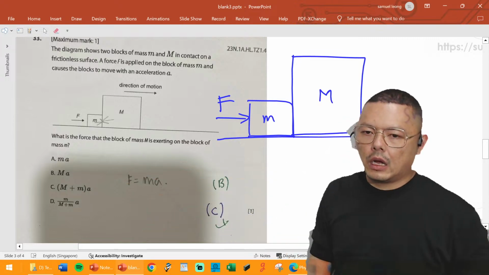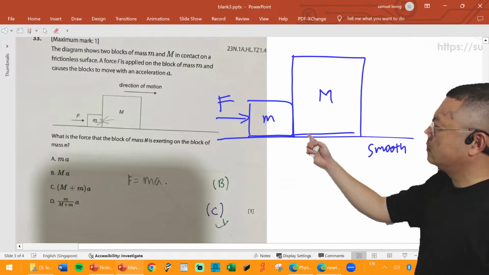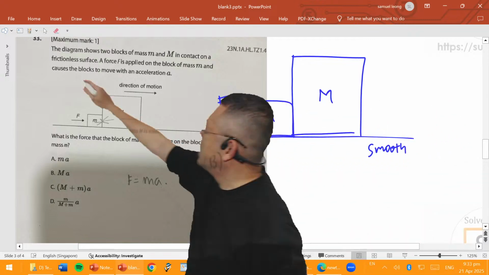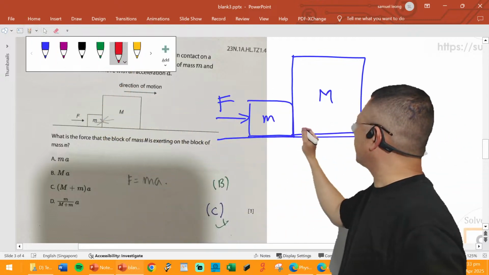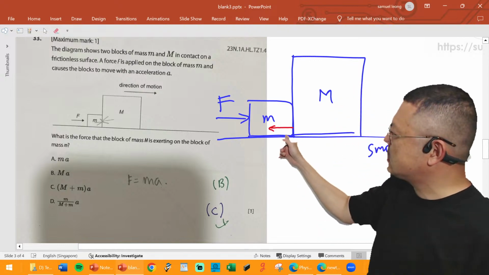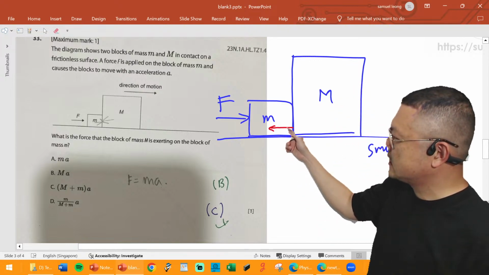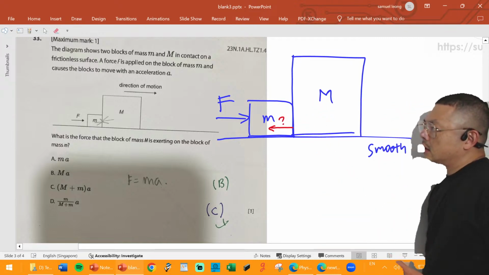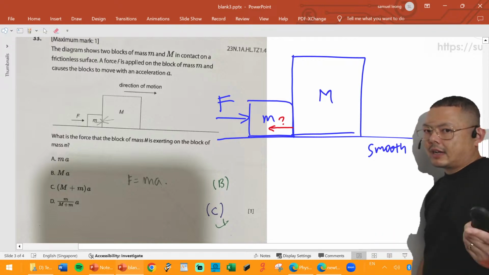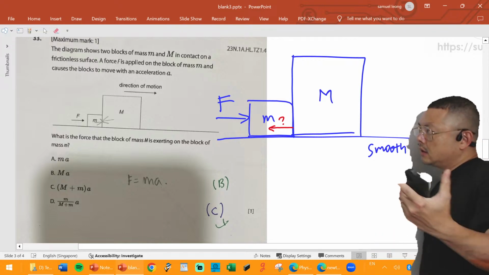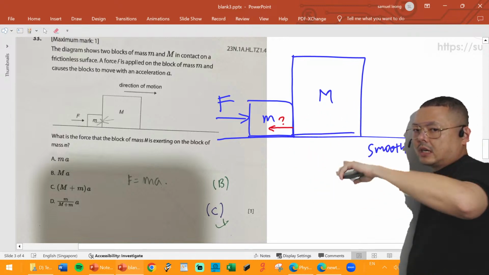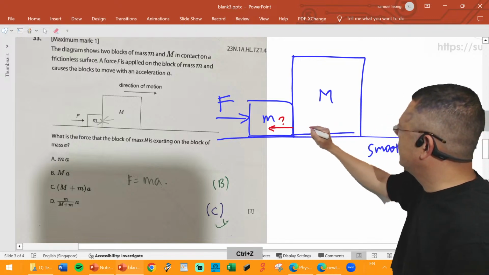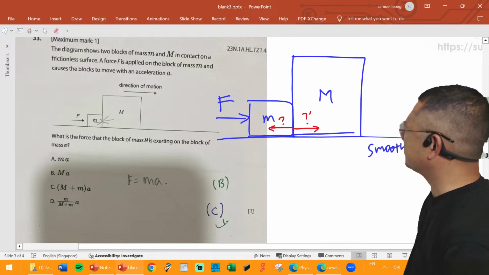What do they want? How does a big mass look like it's exerting on a small mass? They want this arrow here. So this is the question. Do we recognize that finding this force is the same as finding this force? So it's kind of like the same question prime.